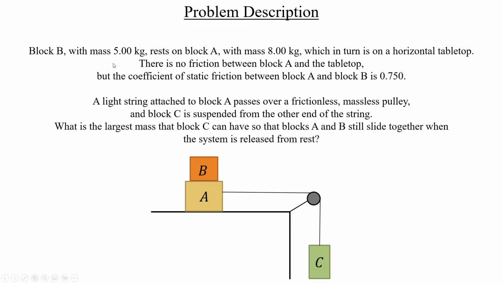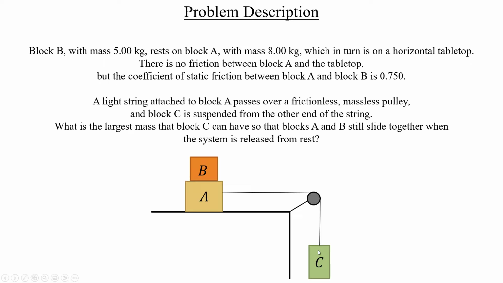We're told the mass of block B as well as block A. And we're also told that there's no friction between block A and the tabletop, but there is static friction between block A and block B, and the coefficient of static friction is this value here. Additionally, there's this light string that's attached to block A, and it passes over this pulley attached to block C on the other end.